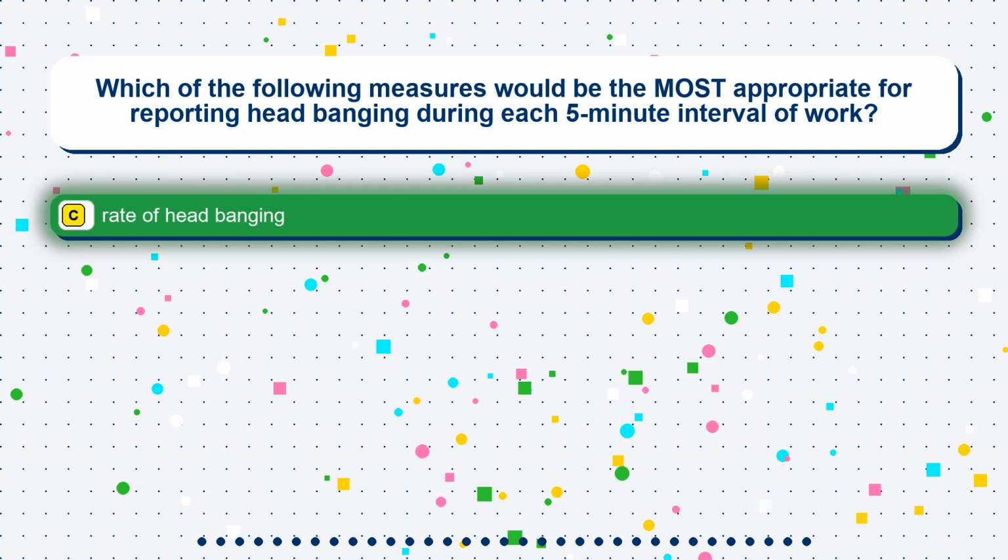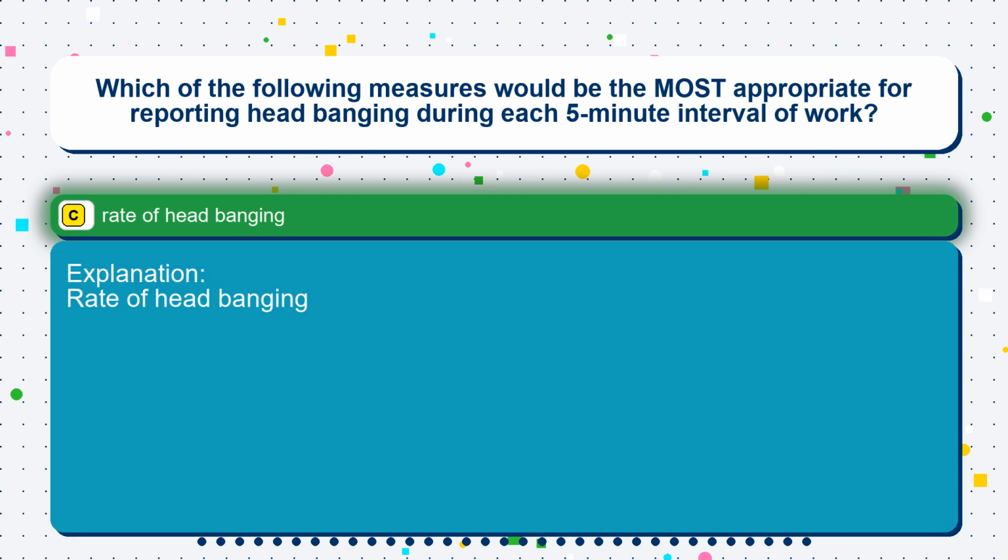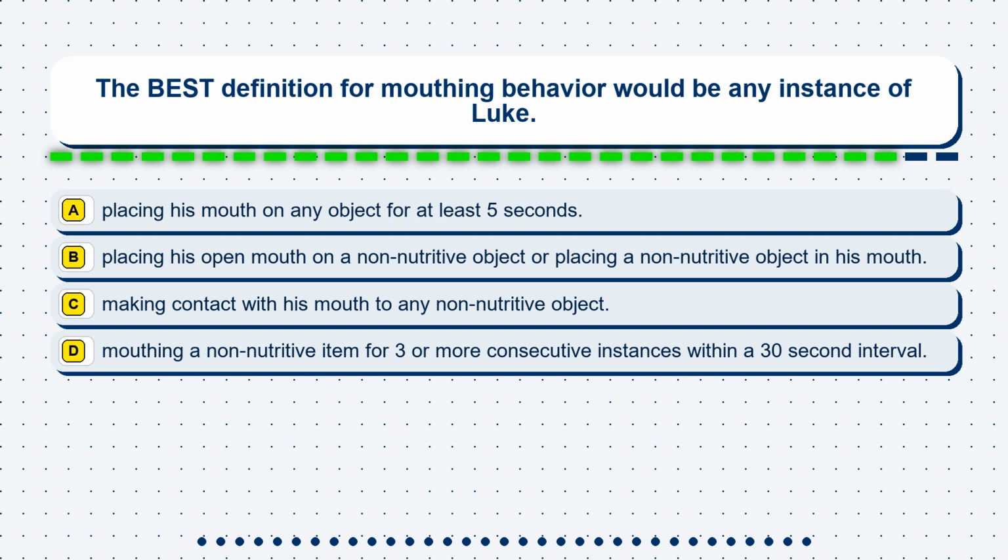The correct answer is option C, rate of head banging. Question 12. The best definition for mouthing behavior would be any instance of Luke. Option A, placing his mouth on any object for at least 5 seconds.